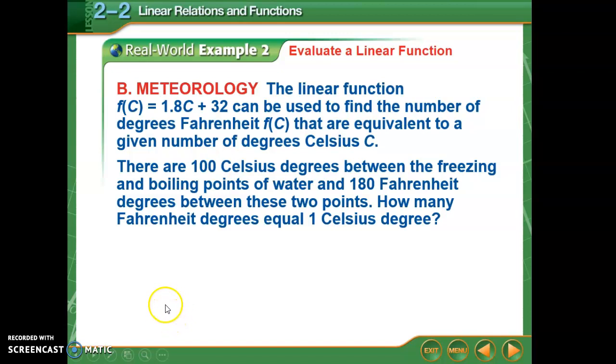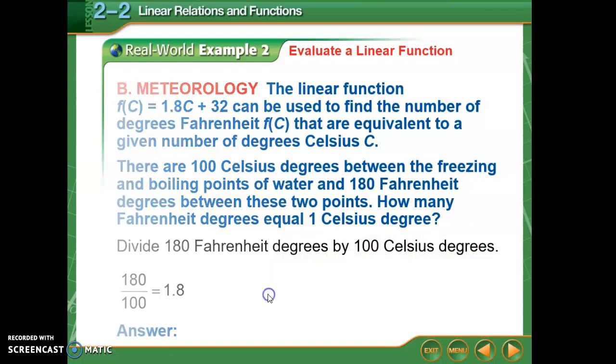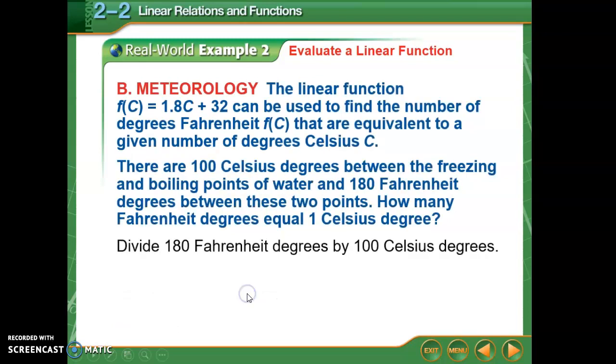How about if you have 100 degrees Celsius? How many Fahrenheit degrees equal 1 Celsius degree? What you will do is divide 180 Fahrenheit degrees by 100, which is 1.8. So 1.8 degrees Fahrenheit equals 1 degree Celsius.